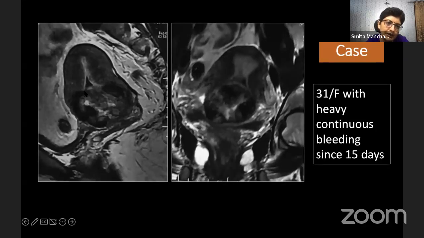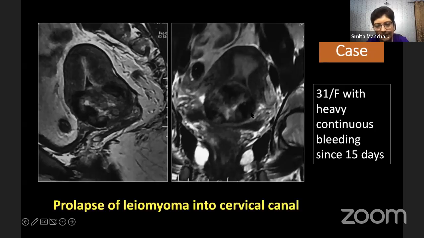Now, this is the T2 sagittal image. So this is the endometrial cavity. And now we are seeing a well-defined T2 hypointense mass lesion, predominantly with some intermediate to bright areas, within the lower part of the endometrial cavity. So this is the coronal image. So this is the cavity which is being distended by this mass, which is also protruding into the cervix. So this was a prolapse of the leiomyoma into the cervical canal.